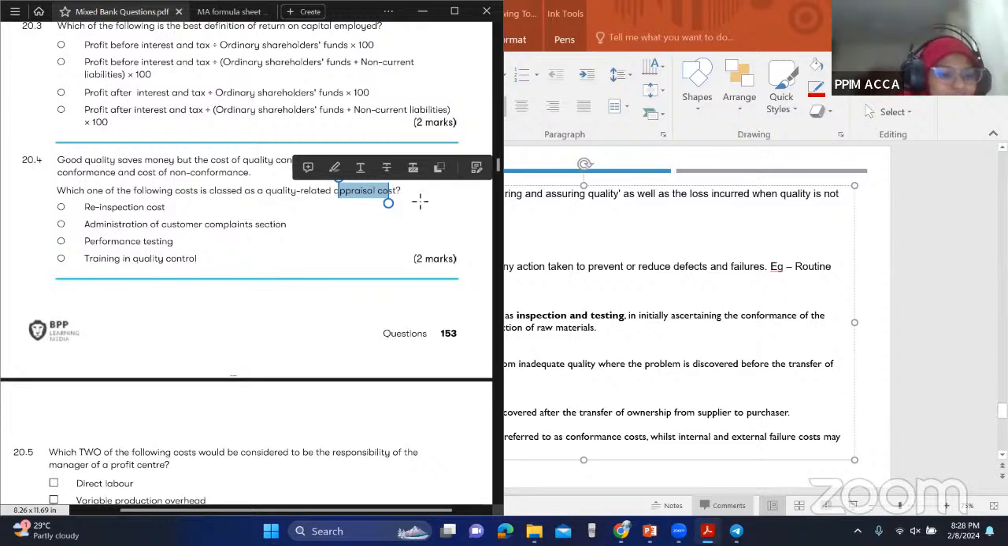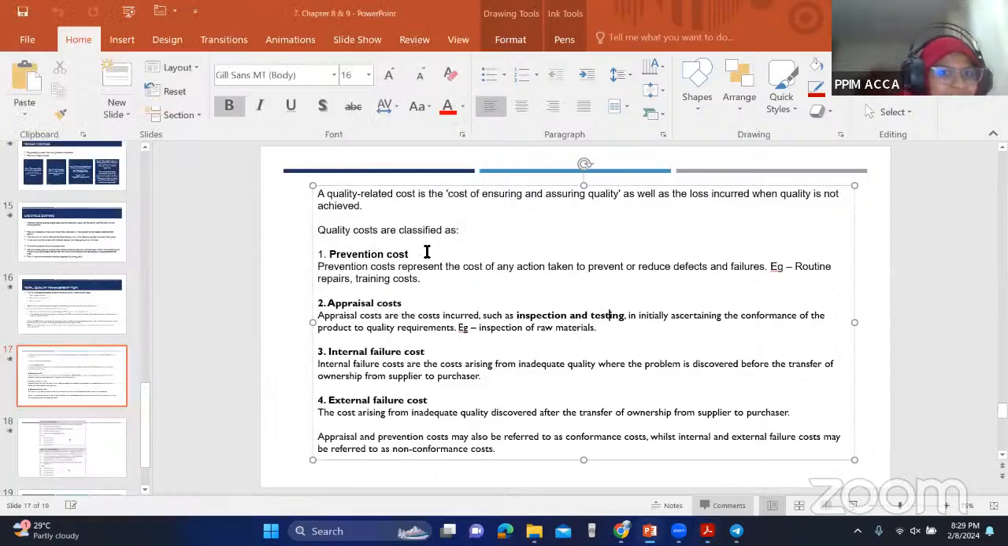Then if you look at performance testing, it is basically maybe checking how the machines are working. Let me explain this another way. Let's forget performance for now and go to training in quality control. Training in quality control is an example of prevention. Why? Because we are training our employees, telling them, don't make this mistake.